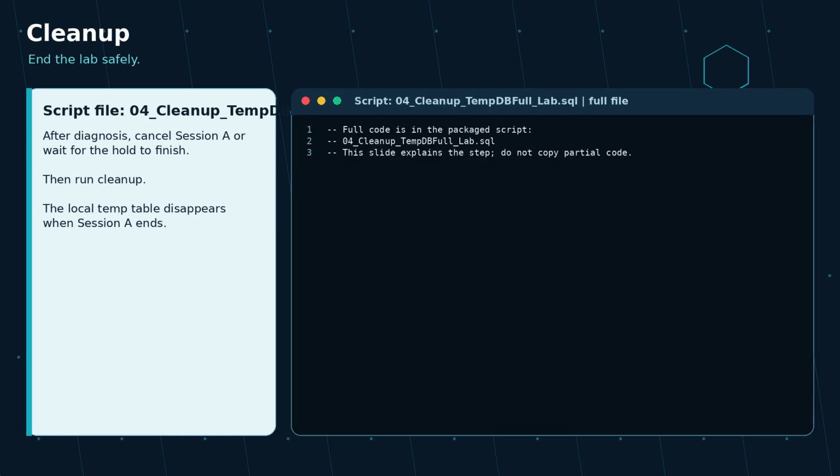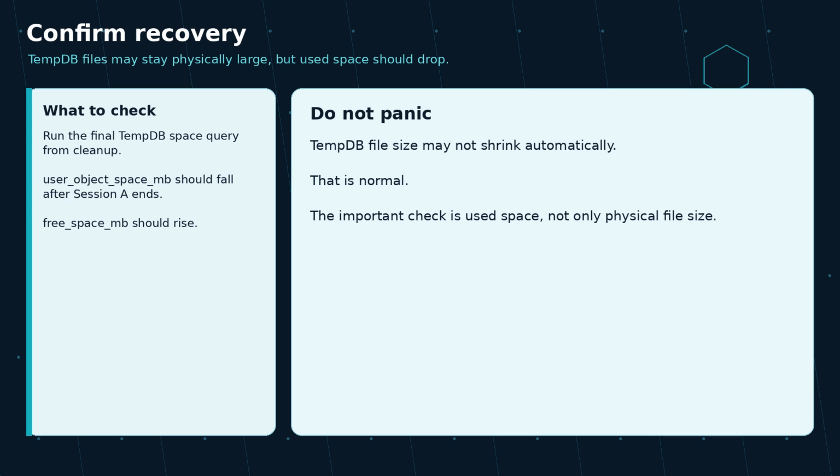When the investigation is complete, cancel session A if it is still holding the workload, then run 04_cleanup_tempdb_full_lab.sql. The script drops the lab database and returns a final TempDB space summary. The local temporary table is also released when session A ends. Run cleanup only after you have captured the evidence you need, because ending session A changes the TempDB usage and removes the controlled consumer. After cleanup, confirm that user object space has fallen and free space has increased. This proves that the temporary workload was responsible for the pressure and that ending it released the allocation.